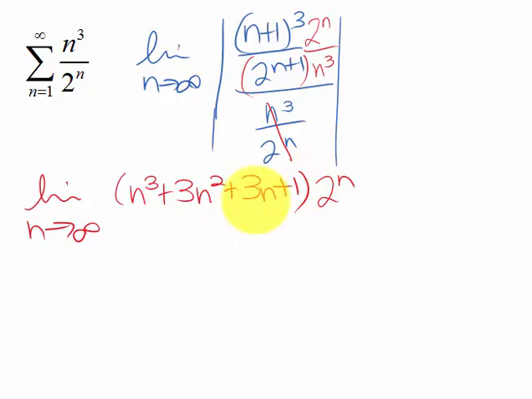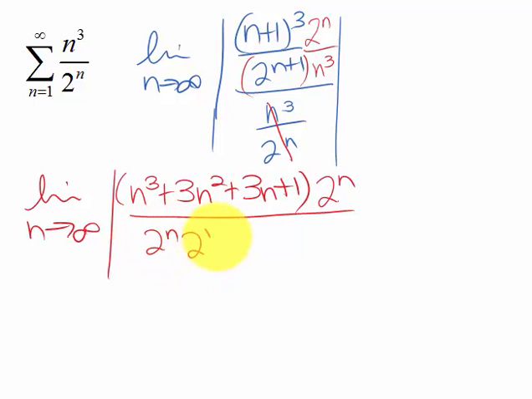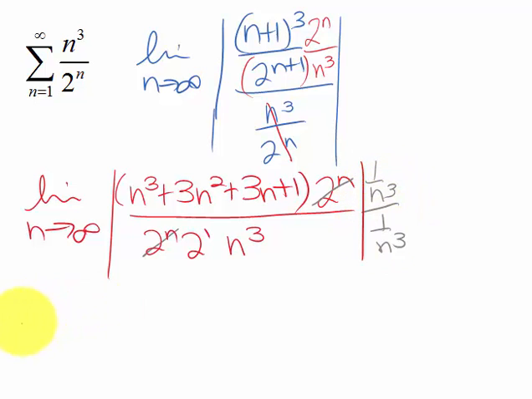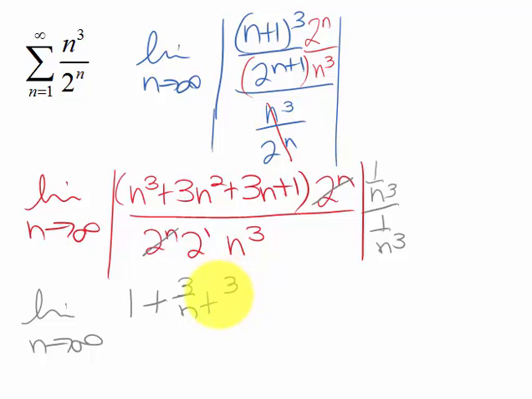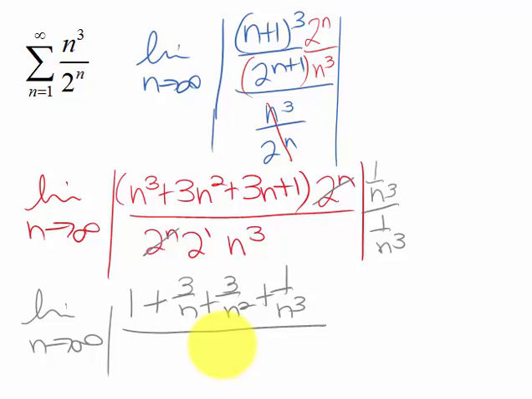And then we have 2 to the n. And on the bottom we have 2 to the n, 2 to the 1, just using rules of exponents, and then n to the third. Now I wrote it like this so we could see that these would cancel, and then as I'm looking at this I could multiply numerator and denominator by 1 over n to the third, and so what I will have is the limit as n goes to infinity of 1 plus 3 over n plus 3 over n squared plus 1 over n cubed, and that's over 2 because our n to the thirds cancel there.